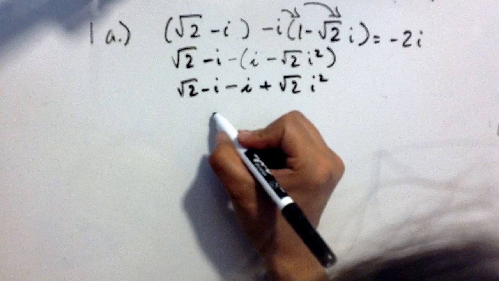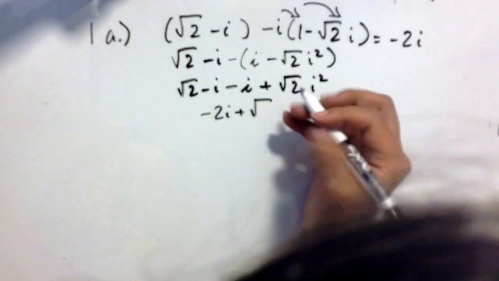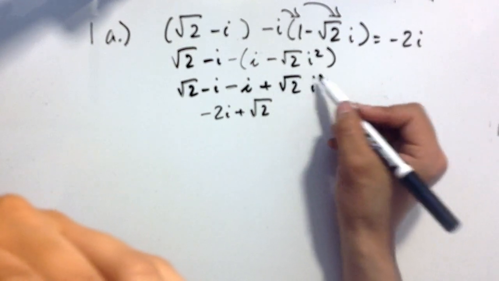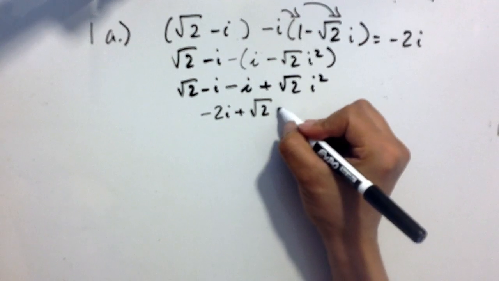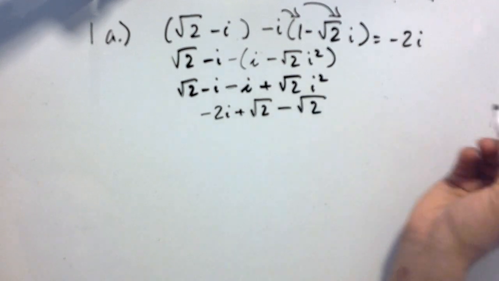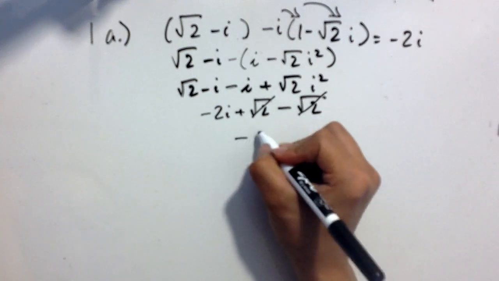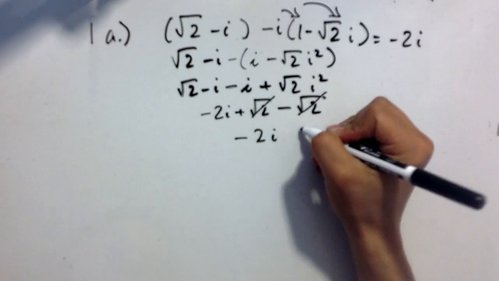Here we have minus 2i, and then we have this term square root of 2, but for the last term we have i squared, and we know that i squared is equal to minus 1, so we have minus square root of 2. So the square roots of 2 cancel out and we're left with minus 2i, exactly what we wanted. So we have proved this relation.